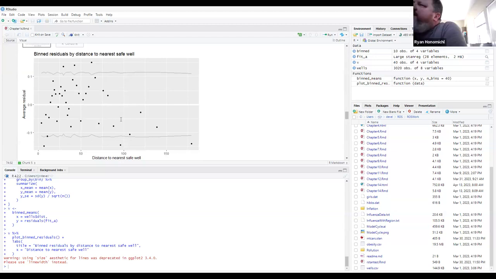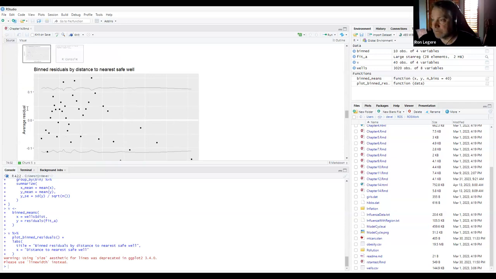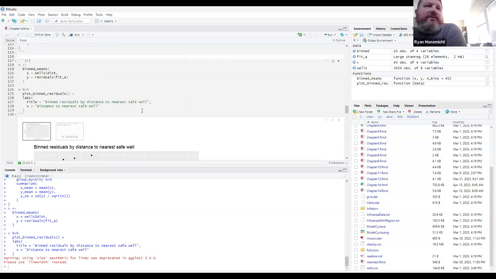You basically want everything to come between the lines. The lines are the two standard deviation lines. We got six points that are outside them. Yeah, there's six outliers there, which seems excessive, but it's not the end of the world.